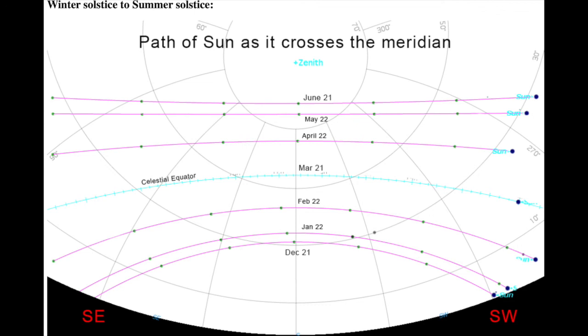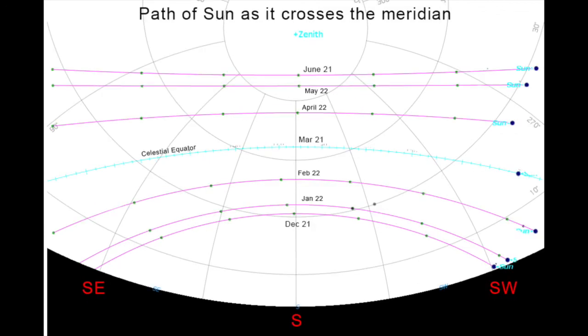The sun gets higher in the sky during the spring and summer months and is above the horizon for a longer time. So spring and summer are warmer than the fall and winter, when the sun stays low in the sky and is up for a shorter time.